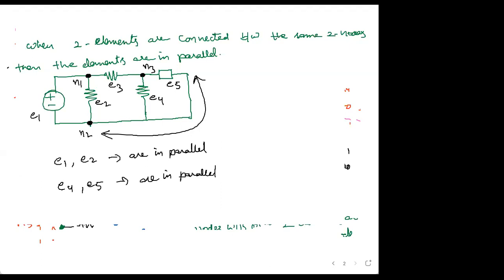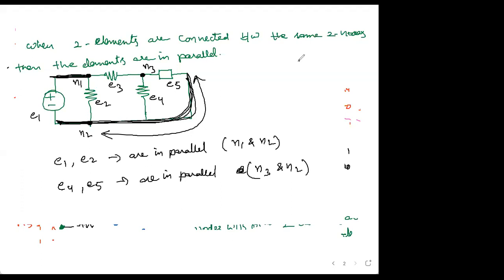See, this is a node. This is all one node. So you observe this is all entire one node. This is all one node. Okay. So between N3 and N2, E4 is connected. Okay. So they are connected between N3 and N2. These are connected between N1 and N2. Is it clear?